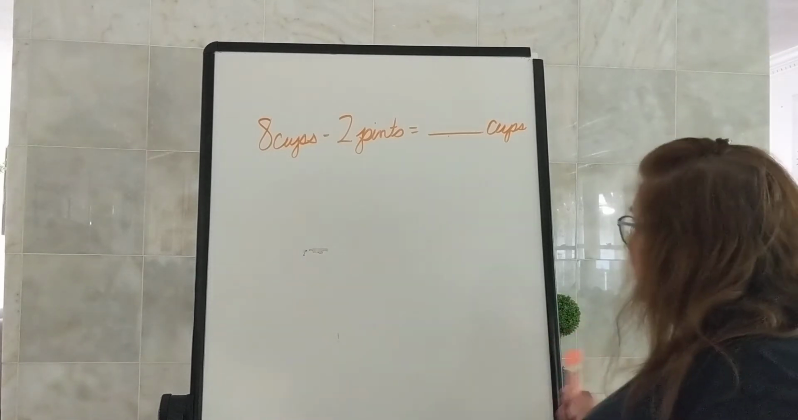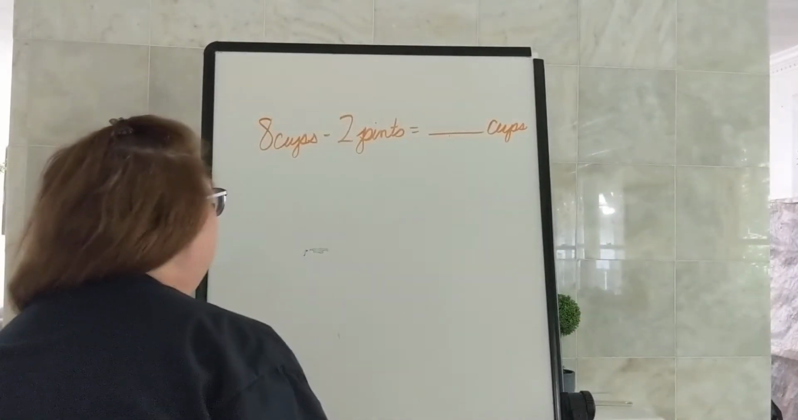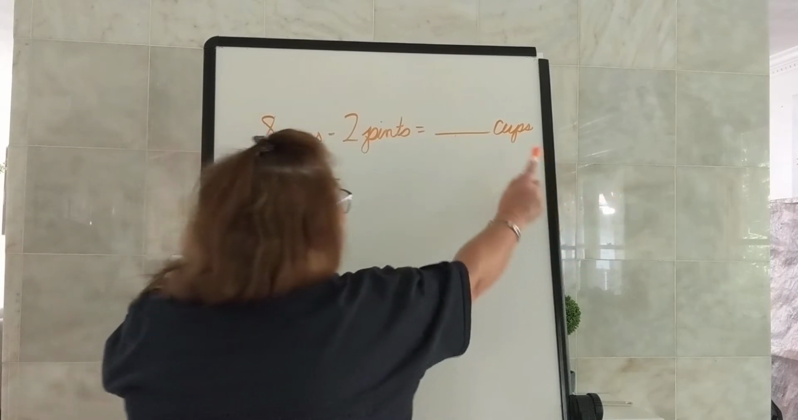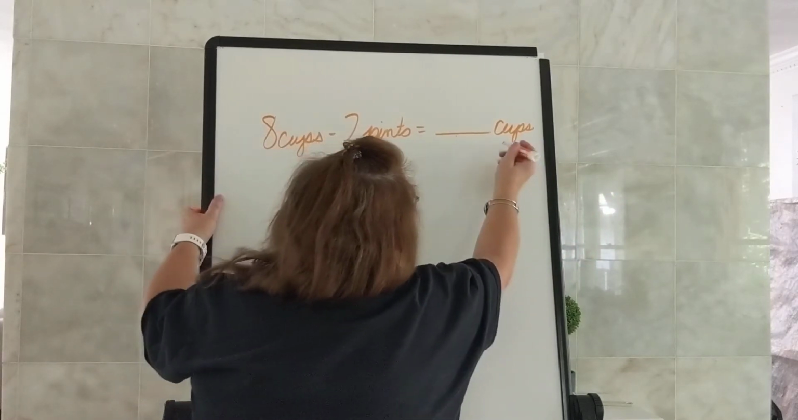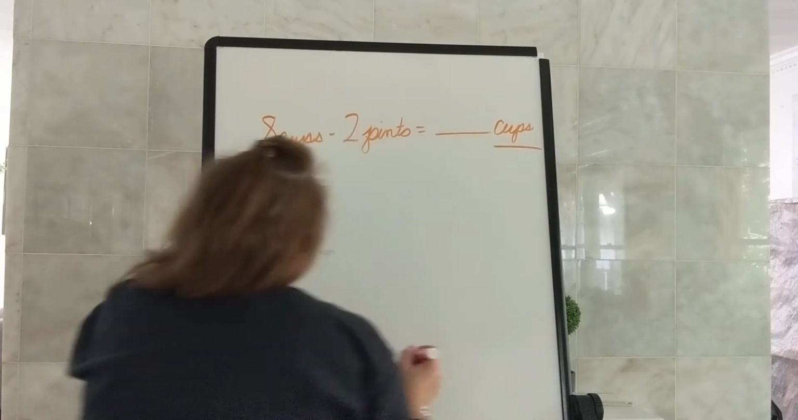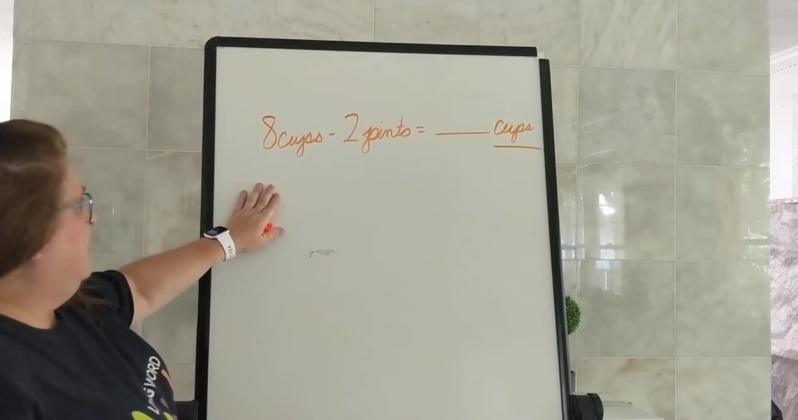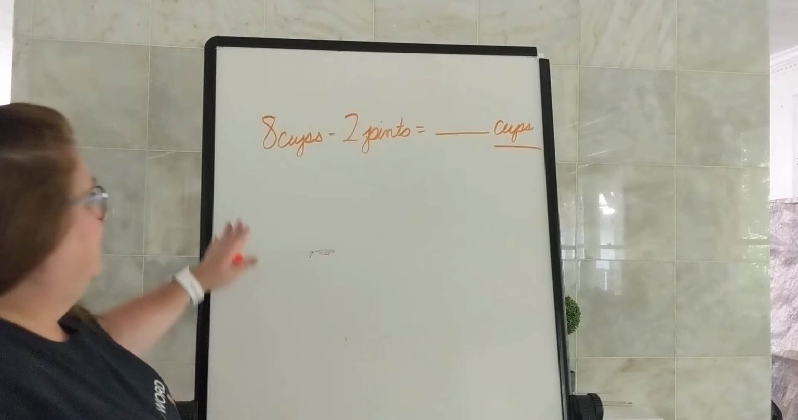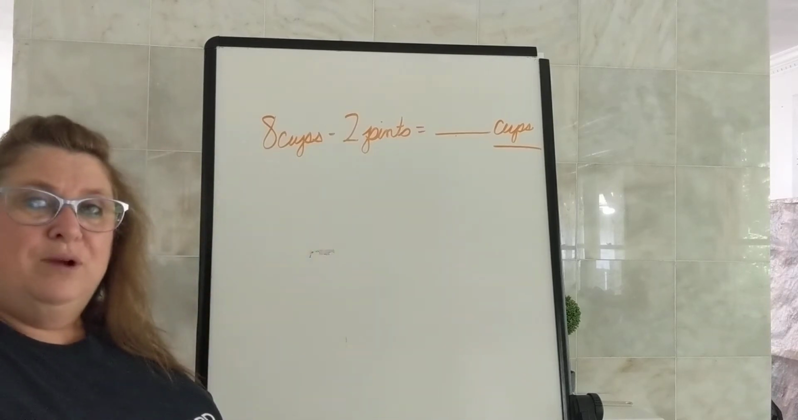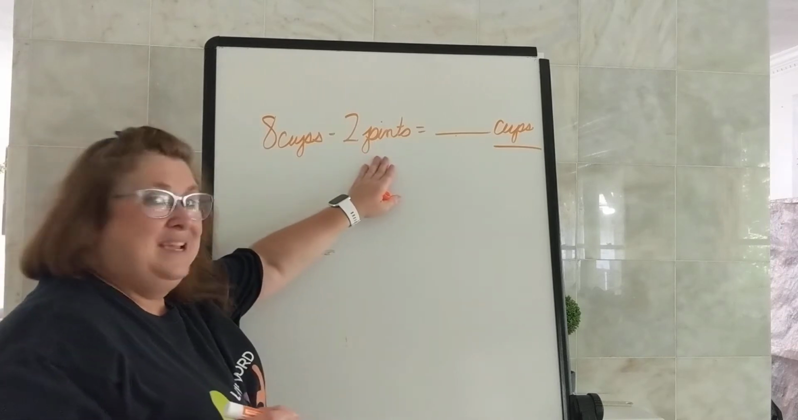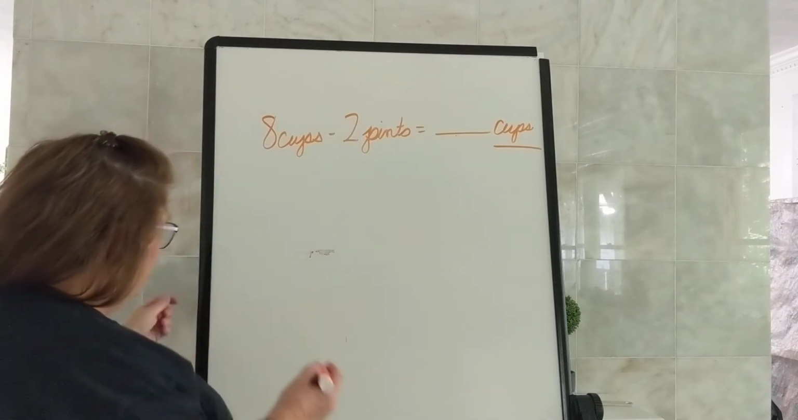So 8 cups minus 2 pints equals blank cups. We have to see what our answer needs to be in. Our answer has to be cups. This is what it says, cups. Now we have cups right here, 8 cups, but it is not possible for us to subtract cups from pints. So what we're going to have to do is turn our pints into cups, just like we did yesterday.